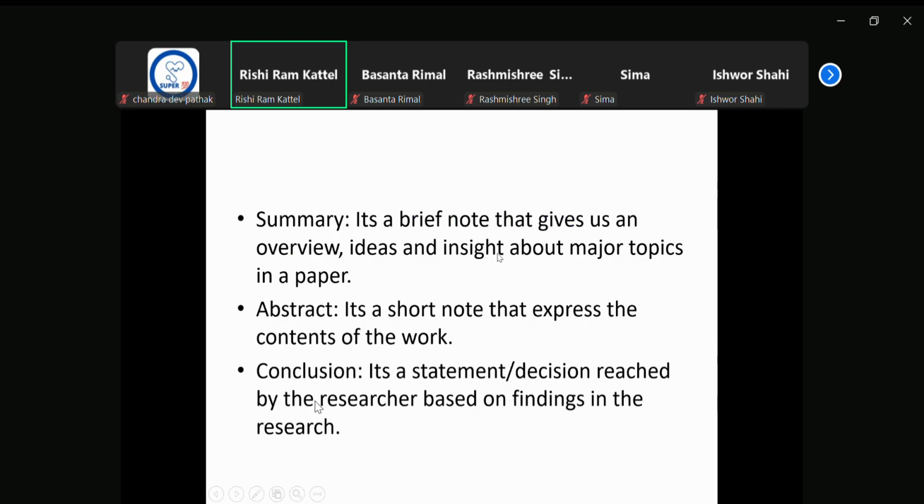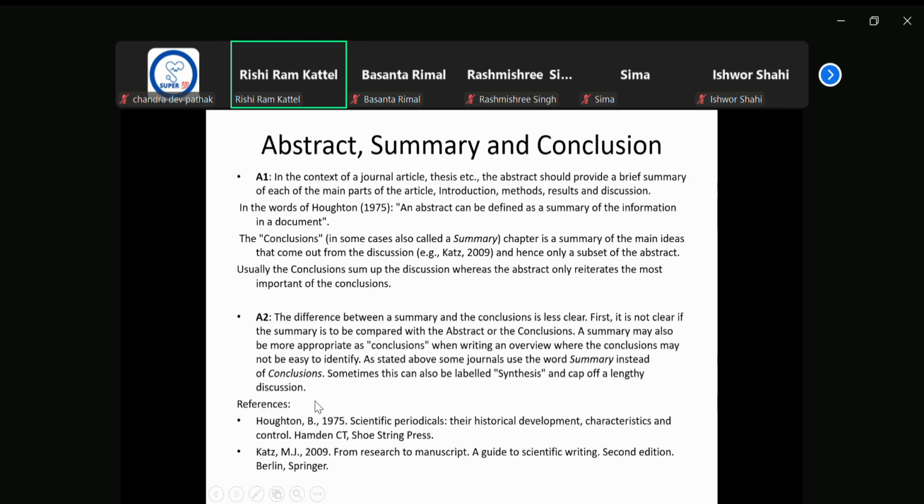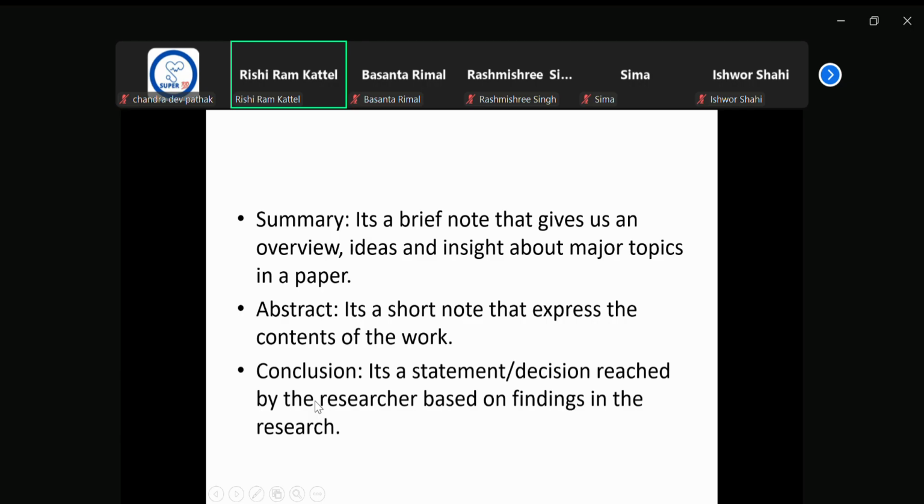Okay, there are three differences between summary, abstract, and conclusion. A summary is a brief note that gives us the overview, idea, and insight about a major topic in a paper. An abstract is a short note that expresses the content of the body. It is the summary of the summary. And a conclusion is the statement of the decision reached by the researcher based on the findings of the research. These are the key differences.